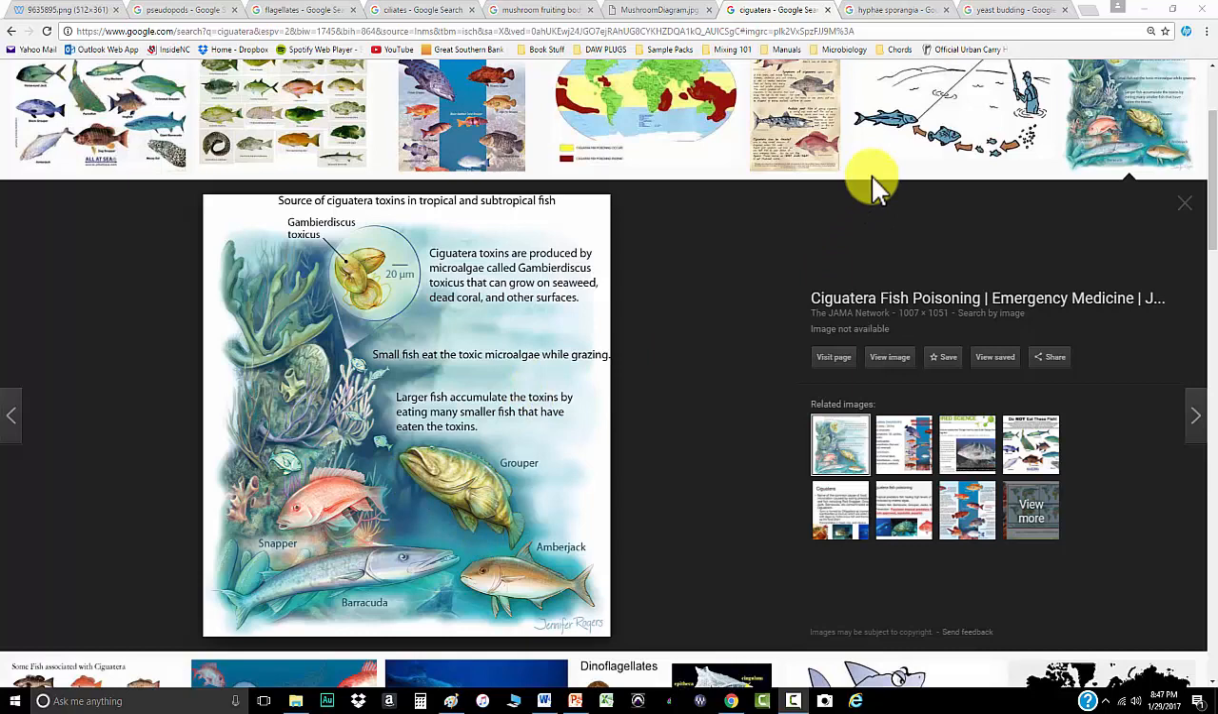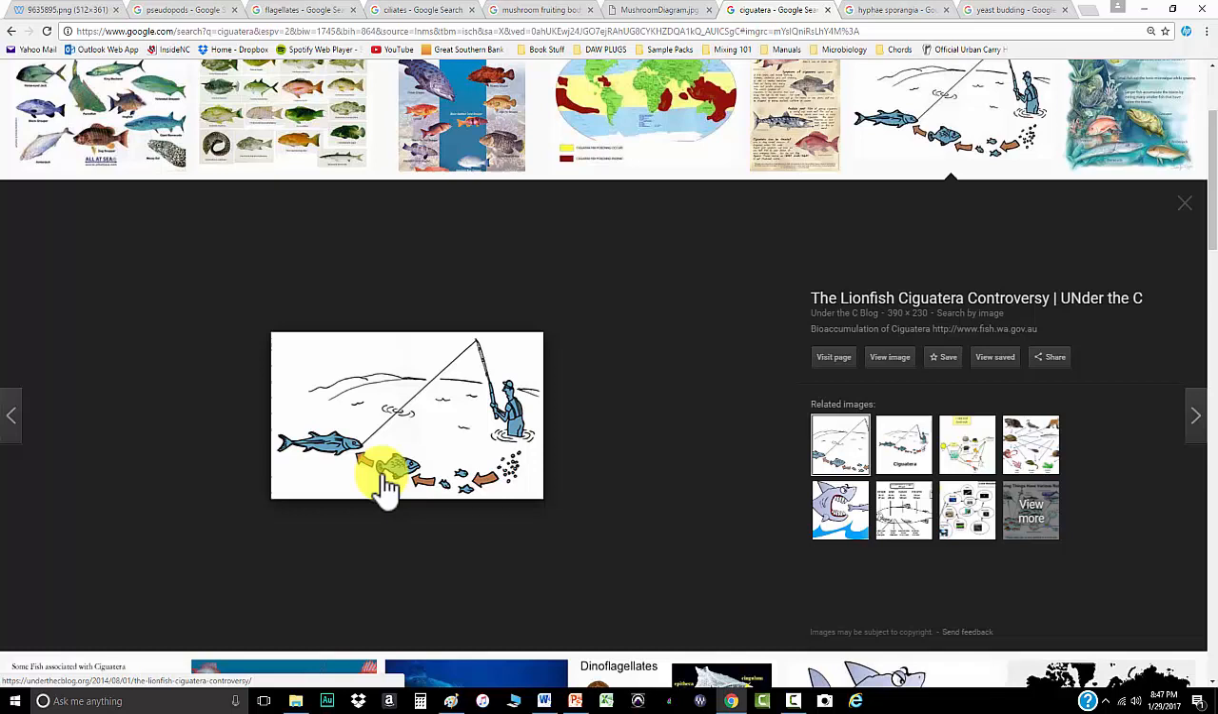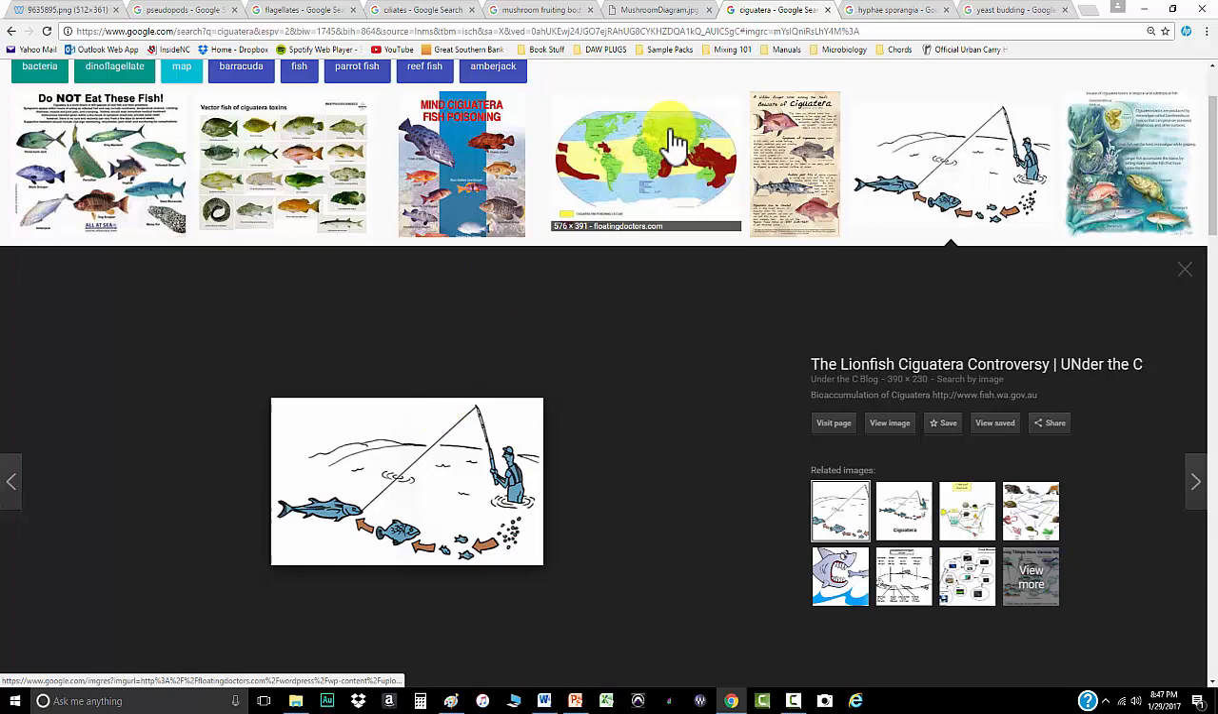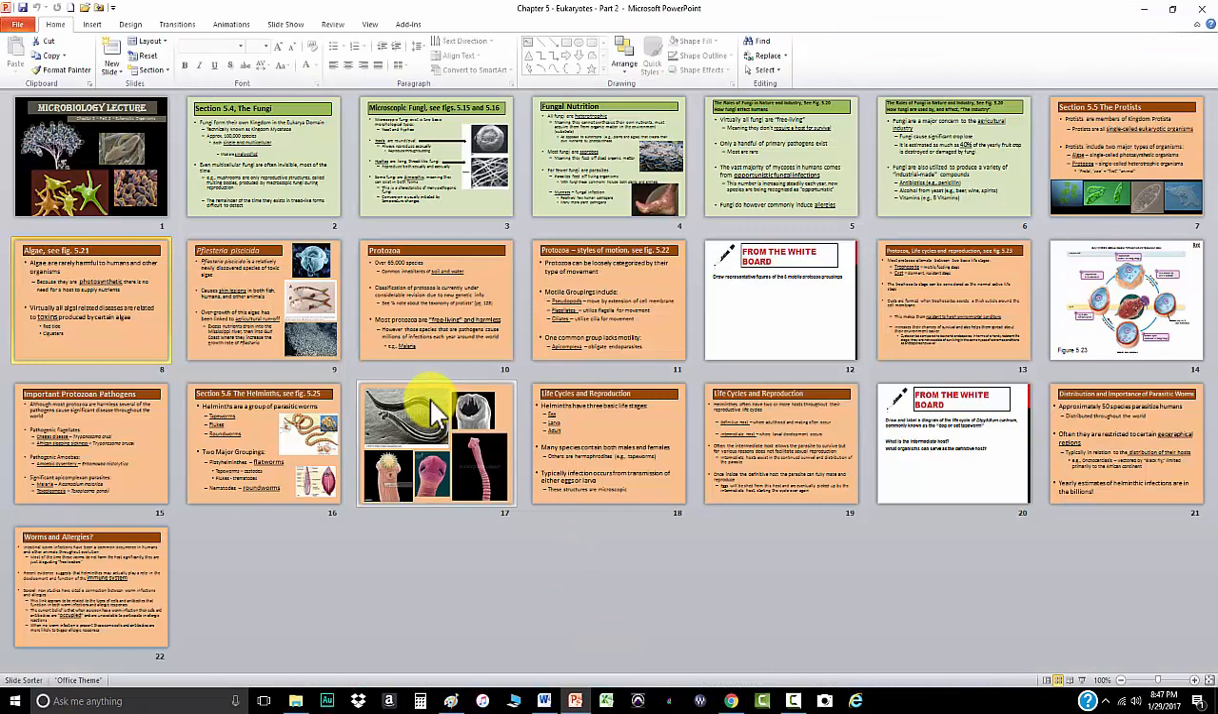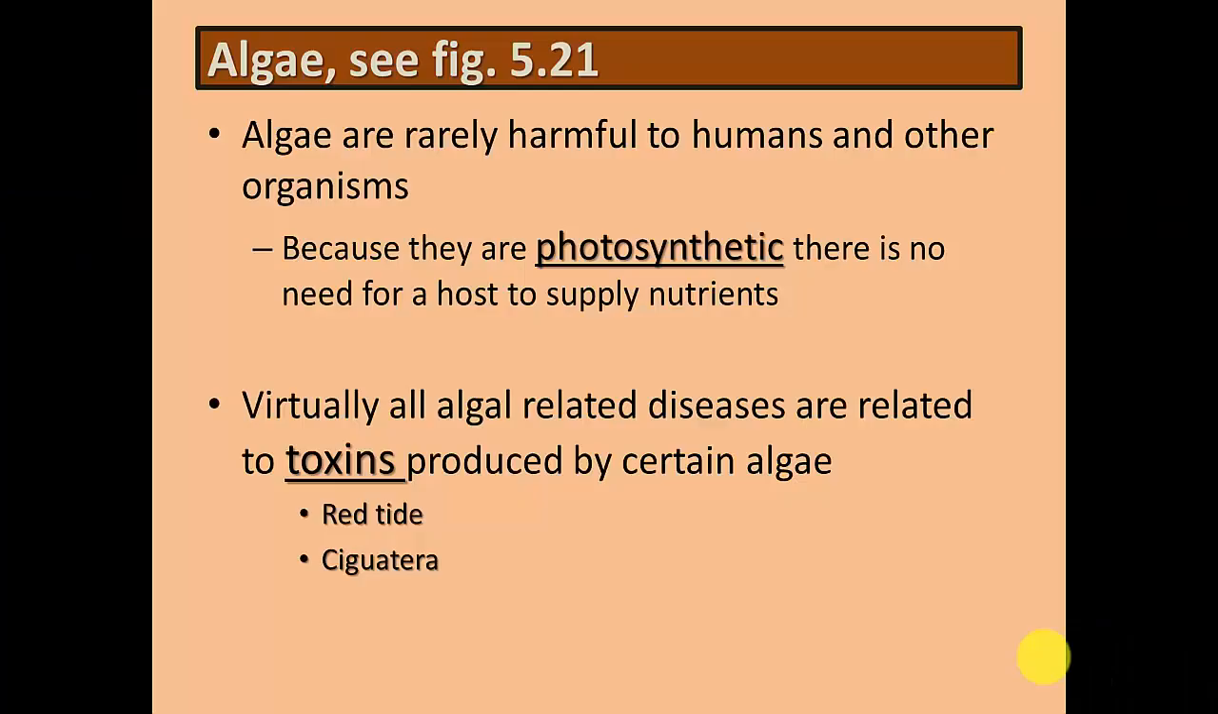Here are the toxins from the algae, and they move up the food chain, concentrating in the smaller fish, which then concentrate in the larger fish, and then potentially someone that eats those could actually get sick. Not something that's real common, but in certain areas of the world shown here, there is a chance of that happening, especially in these red areas at certain times of the year. So Ciguatera blooms will occur. A lot of times fishermen will avoid those areas during certain times of the year. But that's typically where algae cause the most harm, when they release toxins.